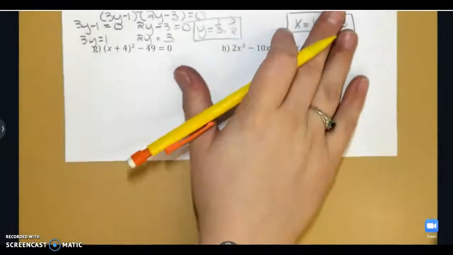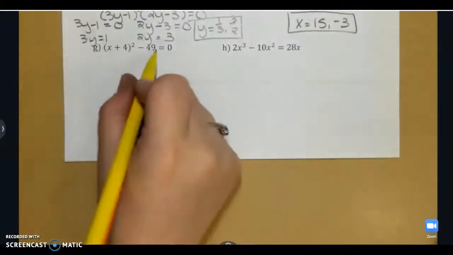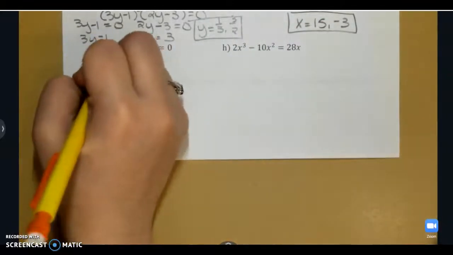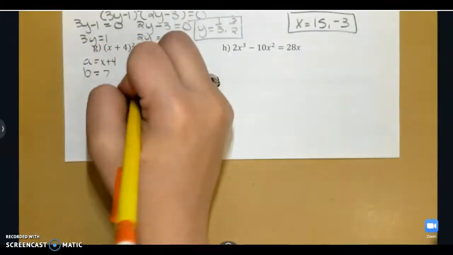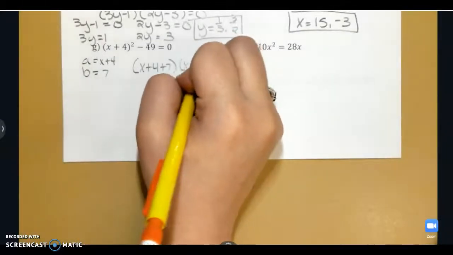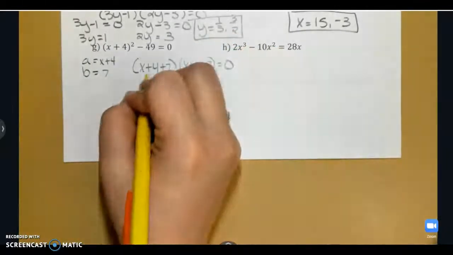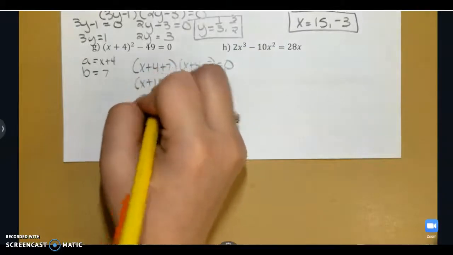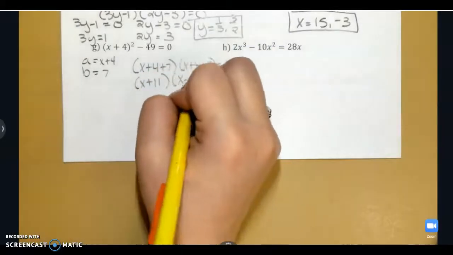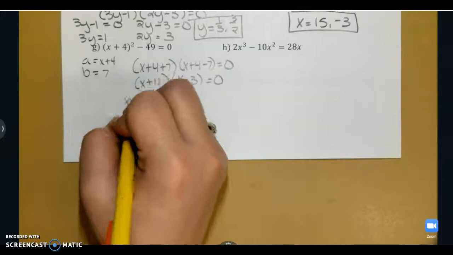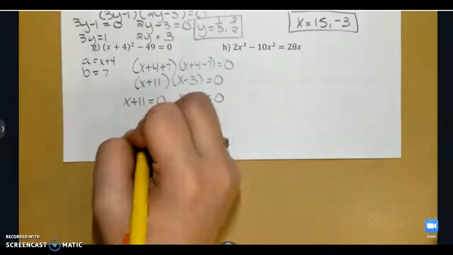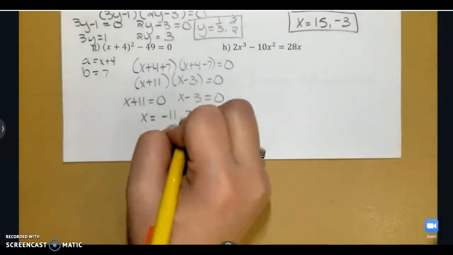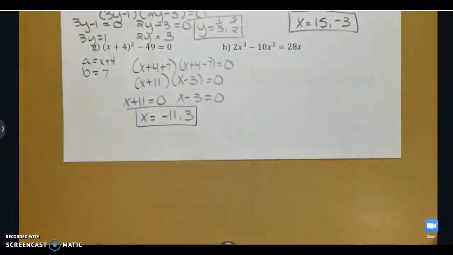Okay. Moving on to G, we have a difference of squares here where a is x plus 4 and b is 7. So that's going to be x plus 4 plus 7, x plus 4 minus 7. 4 plus 7 is 11. 4 minus 7 is -3. So x plus 11 equals 0, x minus 3 equals 0, and our two answers are -11 and +3.